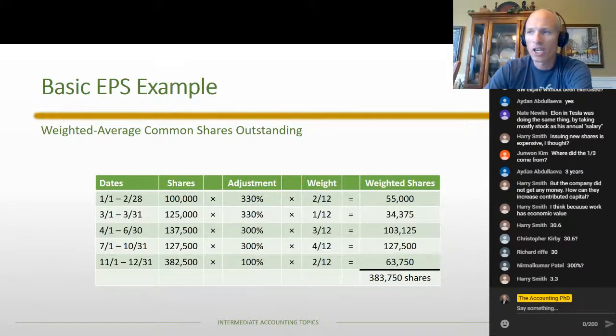Again, this is kind of a tedious process, so I would definitely suggest going back through this and making sure you can follow the calculations, and hopefully that will get you there. Again, the weighted average common shares outstanding. That's the whole point of this calculation.